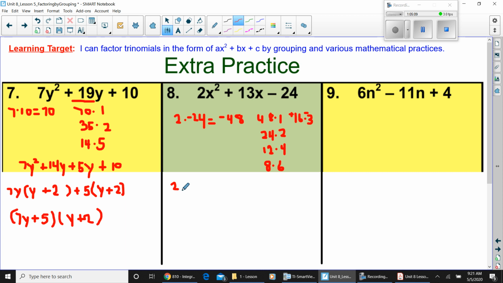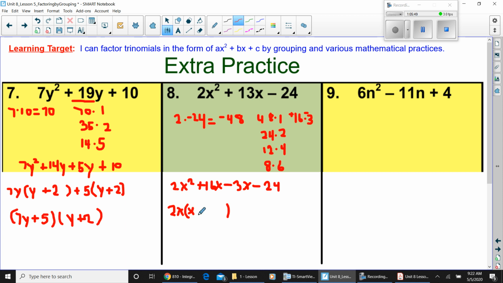So if you have 2x squared, you're going to put that 2x squared down, and hopefully you did try this already. That's why I asked you to press pause. And you have plus 16x, and then a minus 3x, and that does equal positive 13x, and then bring down that minus 24. When you factor out of the first two terms, you're going to factor a 2 and that x, the greatest common factor.